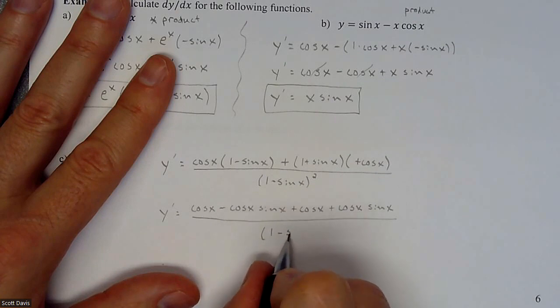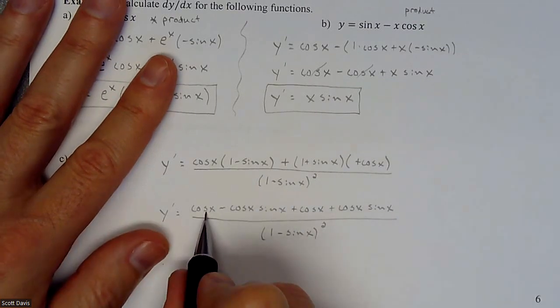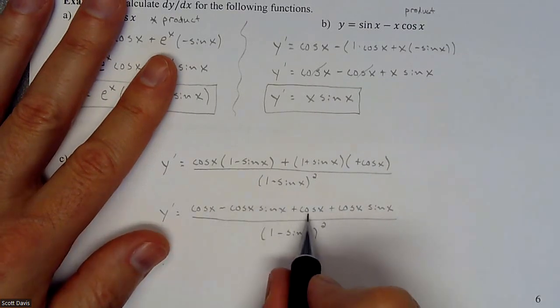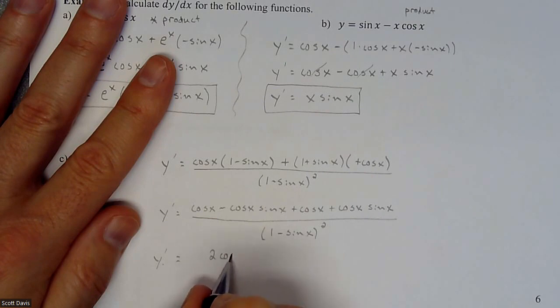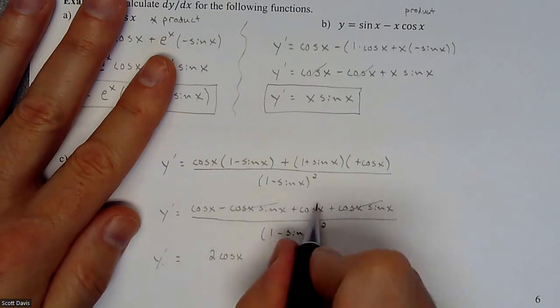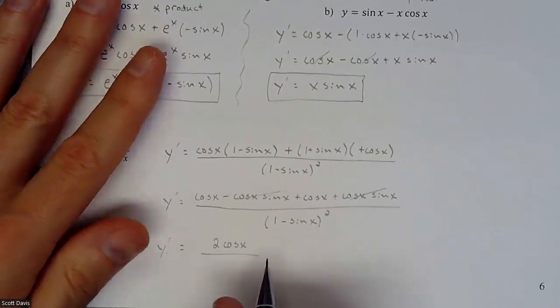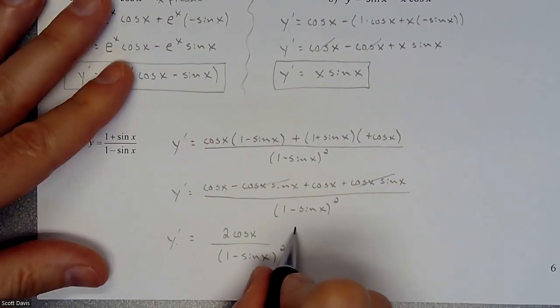1 minus sine x squared. Let's see, I have a cosine and another cosine, so we have 2 cosine x. And I have a negative cosine sine and a positive cosine sine. Those are going to cancel each other. So there's your top. Here's our bottom, 1 minus sine x squared. And that is the derivative of that original problem.